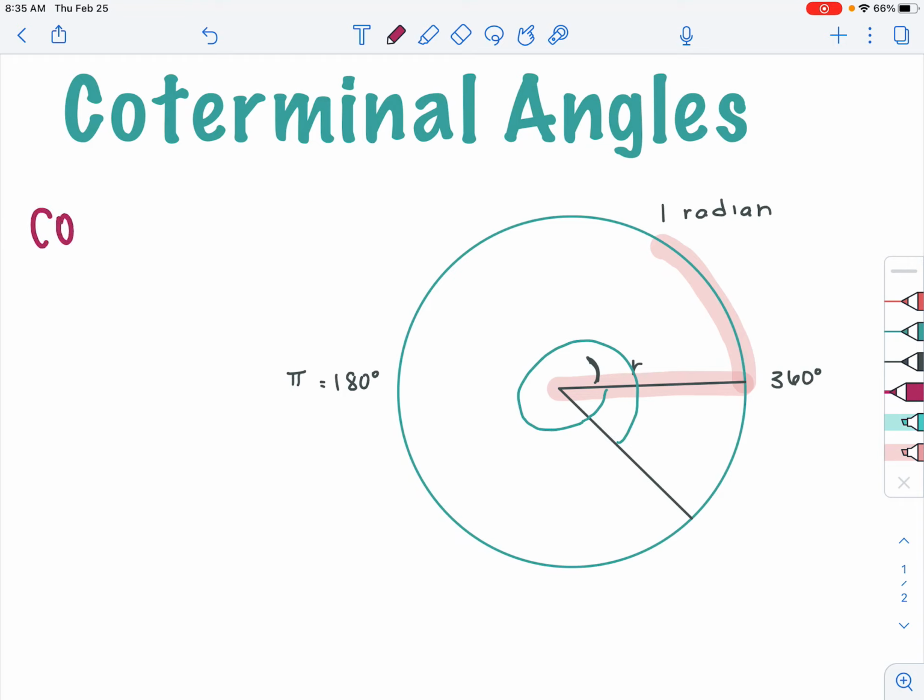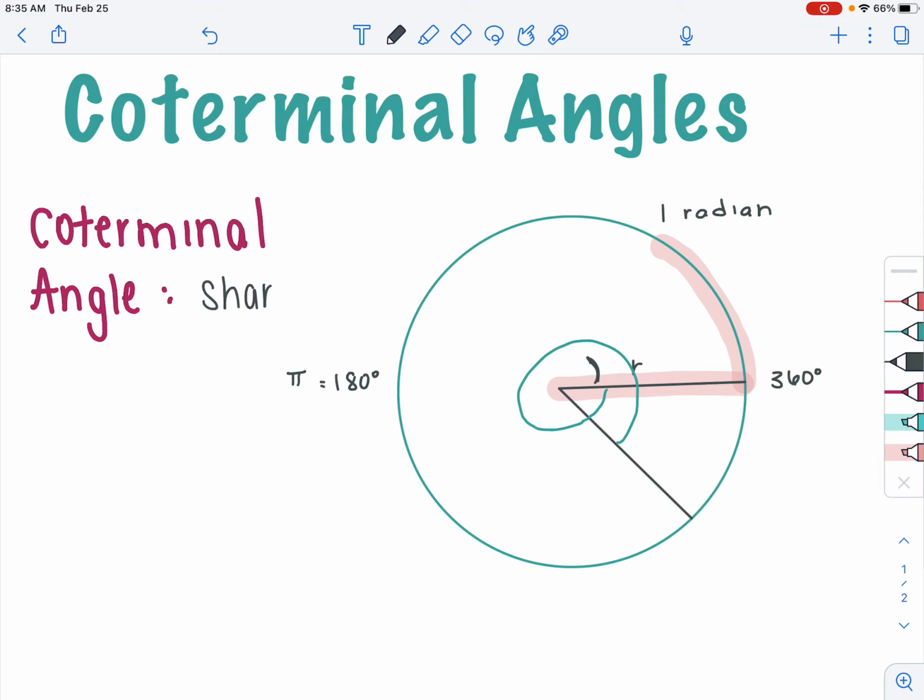When we're talking about a coterminal angle, it's an angle that shares the same initial side and terminal side, but they have different measures. So they look the same, but one of them was wrapped around multiple times, so they have different measures.